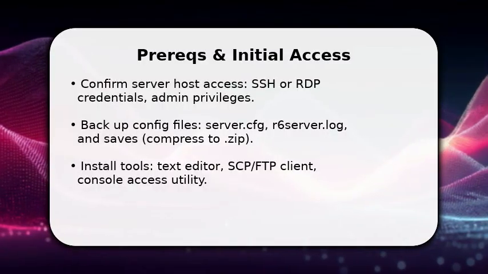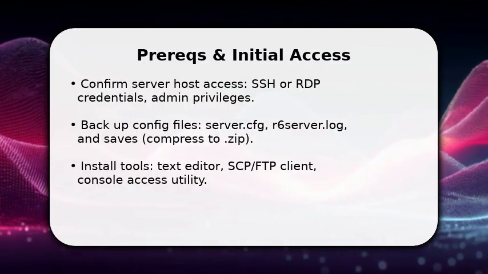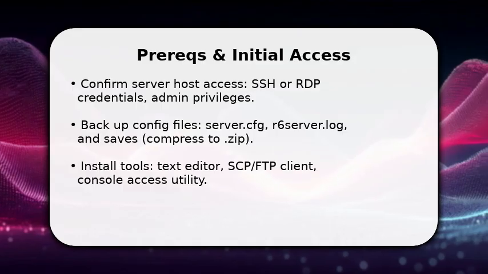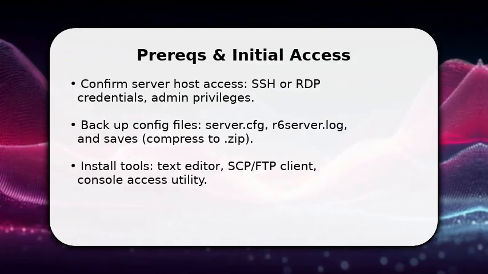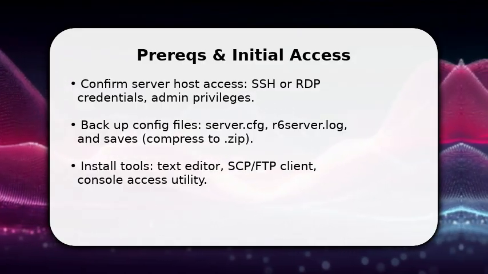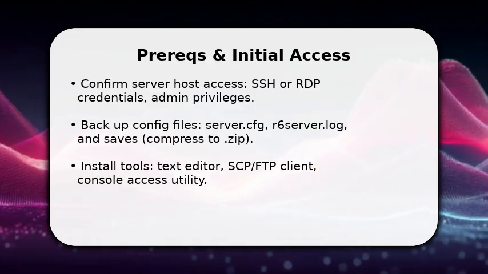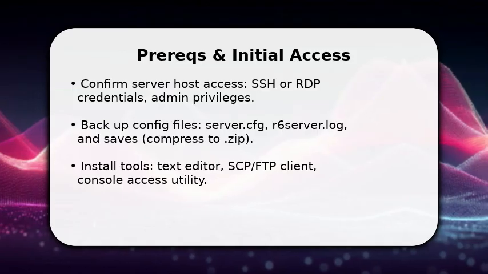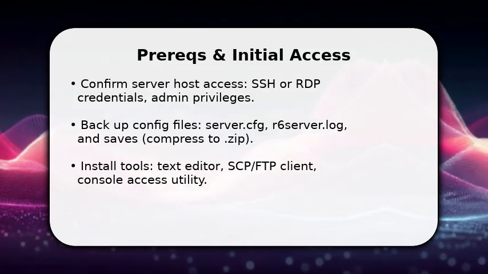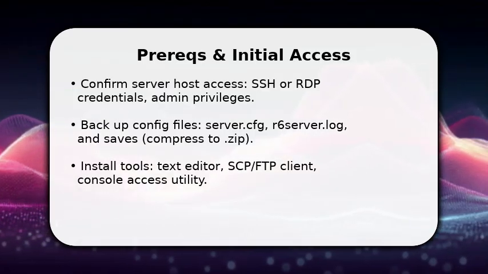You have admin access and backups ready. Start by connecting to the server console. Use SSH or RDP precisely, then open the server folder containing server.cfg. Once connected, copy the live config to a dated backup and keep a second local copy. This protects you if a change breaks startup.